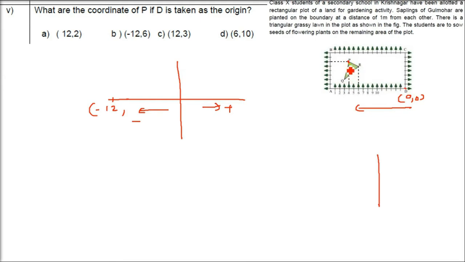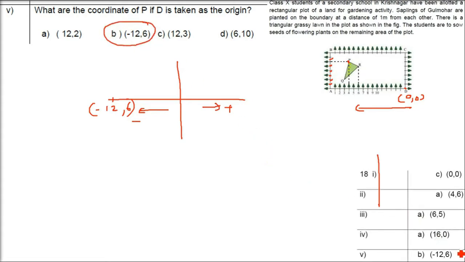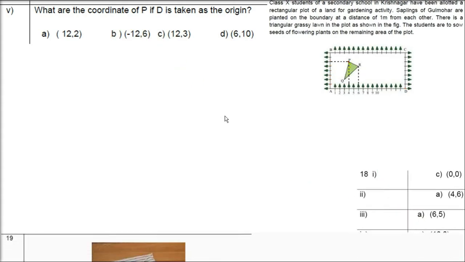And this is positive. Why positive? We have already taken this, same thing it will be. Same distance, even if you take from here. So it is minus 12 and 6. So the answer is B. Minus 12 and 6 is the answer.